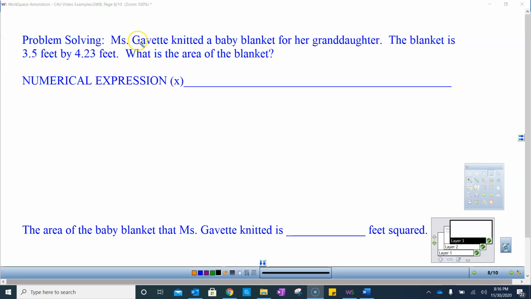All right, in this video, you're going to see an example of how to set up a problem-solving expression from a word problem. Miss Gavette knitted a baby blanket for her granddaughter. The blanket is 3.5 feet by 4 2/23 feet. What is the area of the blanket? I'm asking you for a numerical expression. Remember, that just means I want the math problem you're going to use to solve this problem.